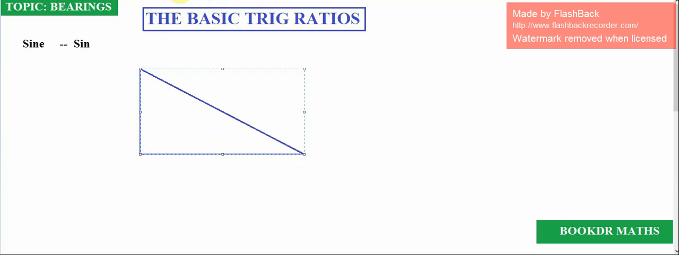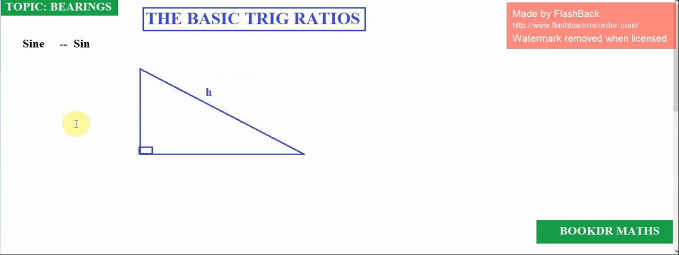Any right angle triangle has a hypotenuse which always faces the 90 degrees angle, and this is my 90 degrees angle. The hypotenuse is always the longer side and always faces the 90 degrees angle. So this is my hypotenuse. In trigonometry, after you have identified the two angles and the hypotenuse, the two other sides have got names. One can be called the adjacent and the other the opposite.